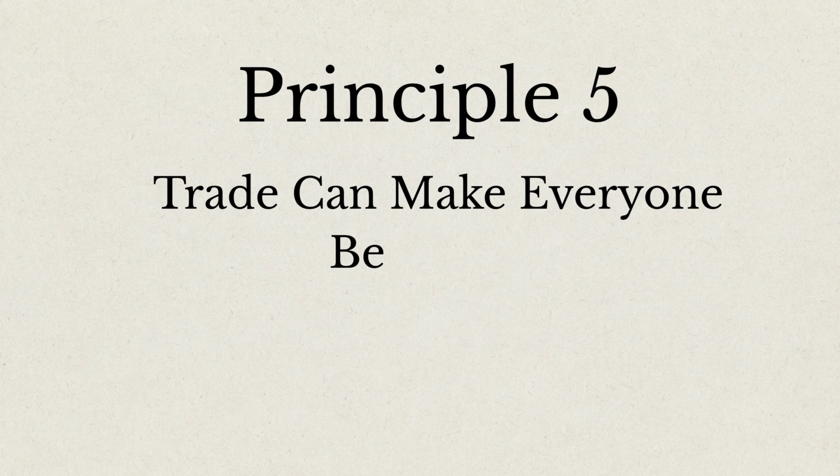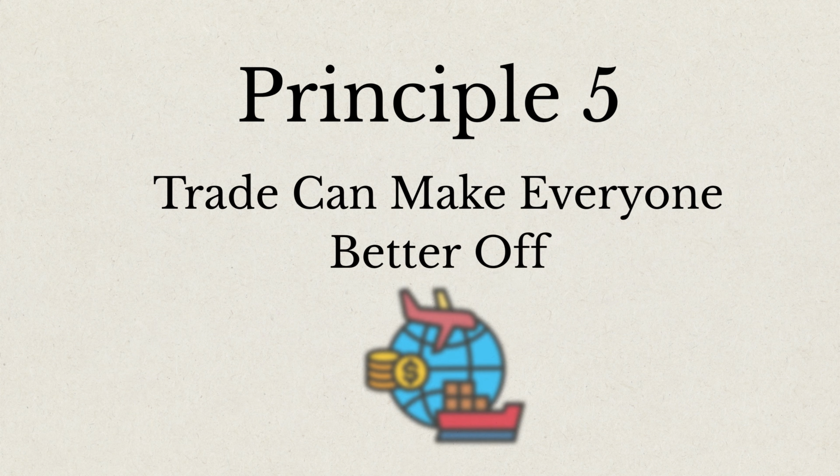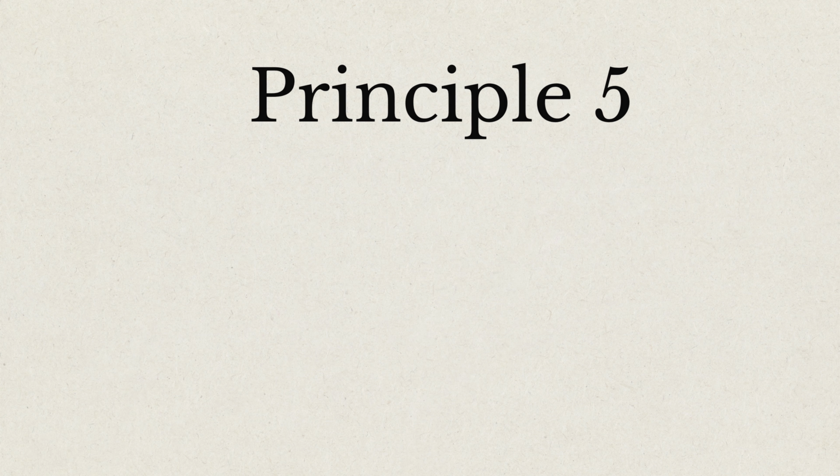Principle 5. Trade can make everyone better off. Think about this. You don't grow your own food or build your own home. Trade allows specialization. You do what you are good at. Others do what they are good at. Everyone benefits. Trade creates win-win outcomes.